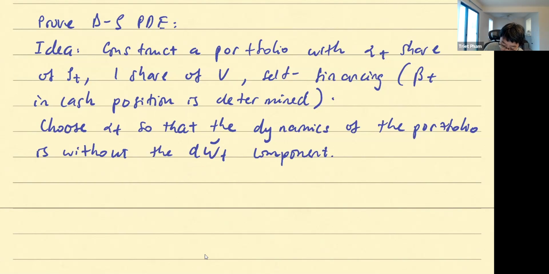So in other words, you choose the alpha t exactly. It's very similar to what we did above, but here you choose the alpha t so that the change in the portfolio is only like this. Whatever that thing is inside, something. But the point is, there's no dW_t component.